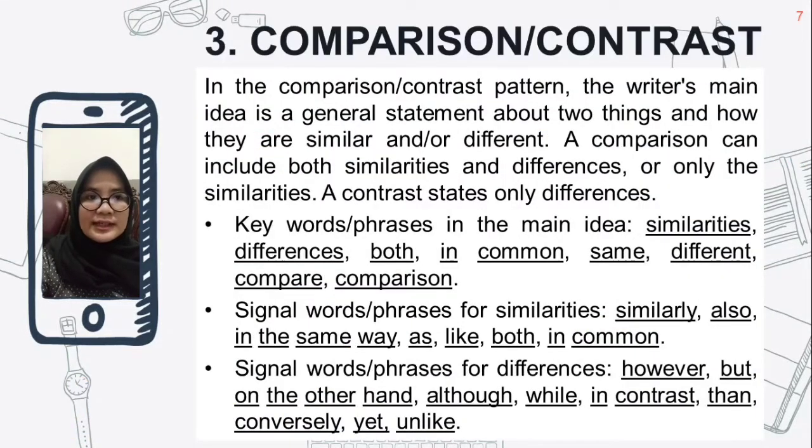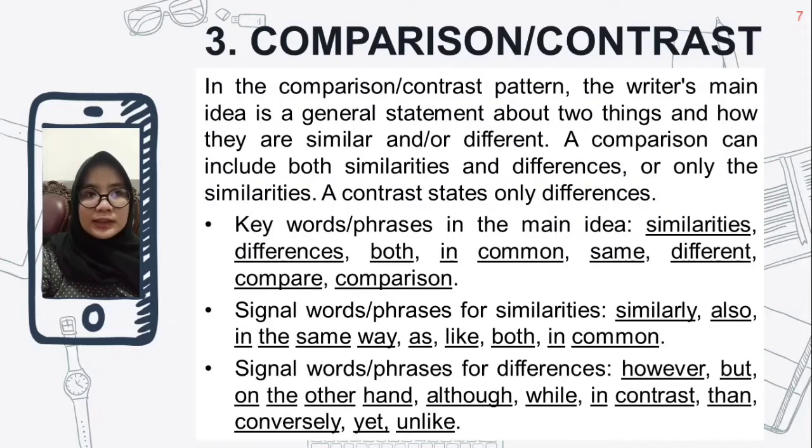Third, comparison or contrast. In the comparison or contrast pattern, the writer's main idea is a general statement about two things and how they are similar and or different. A comparison can include both similarities and differences, or only the similarities, while a contrast states only differences. So, a comparison can be a contrast, but a contrast can't be a comparison. The keywords or phrases in the main idea are similarities, differences, both, in common, same, different, compare, and comparison.